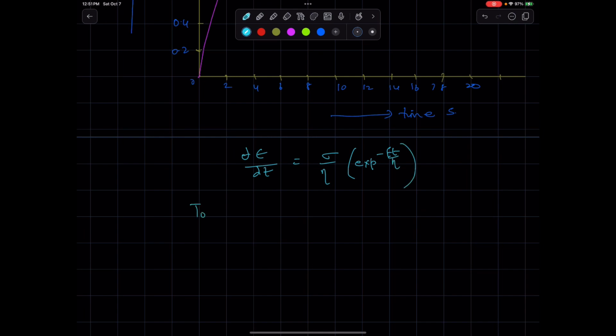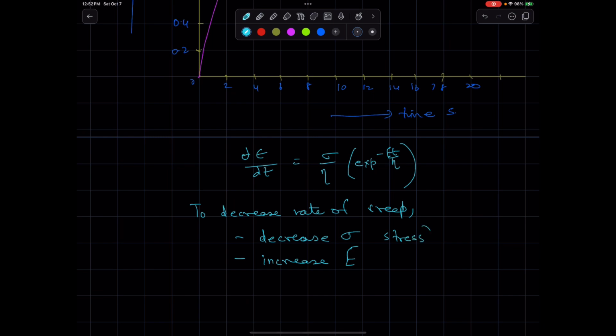To decrease the rate of creep, we can see that we have to decrease the stress, or decrease sigma, or increase the modulus. Eta is complicated because you have sigma over eta as well as exponential of minus Et over eta. So two ways to decrease the rate of creep would be to decrease the stress and increase the modulus.